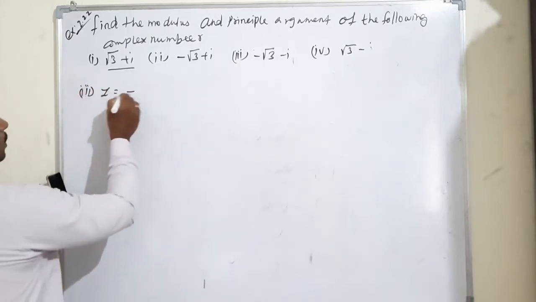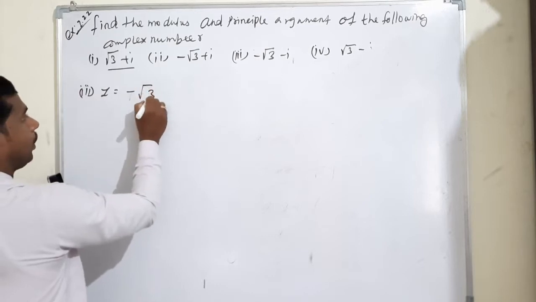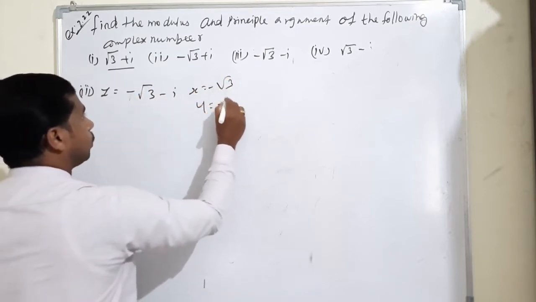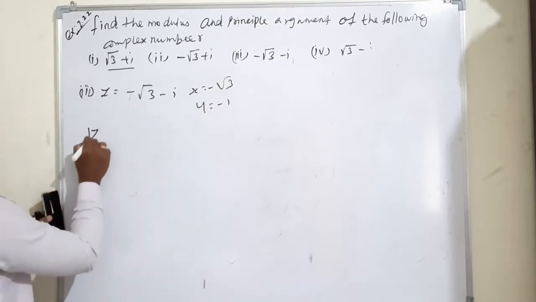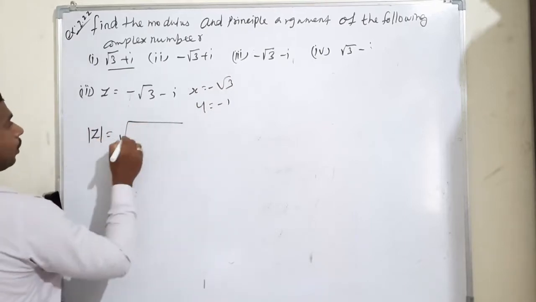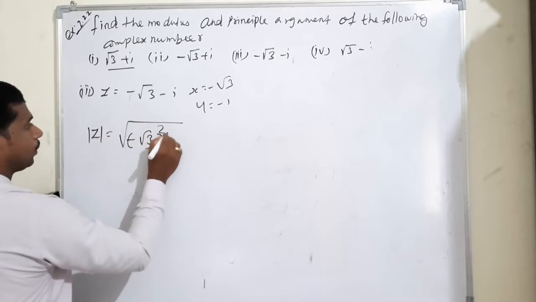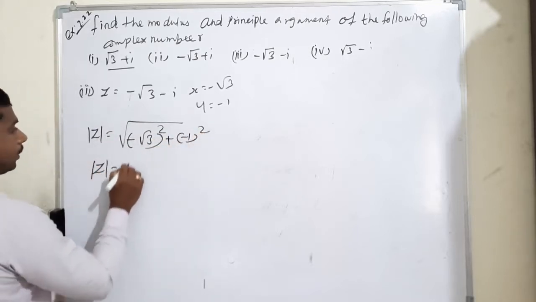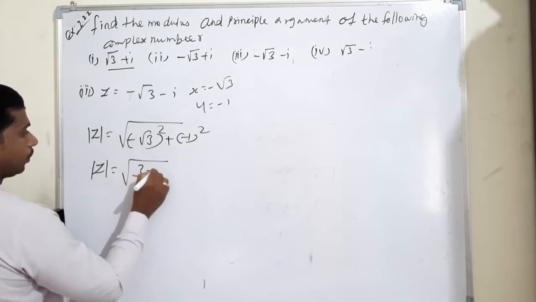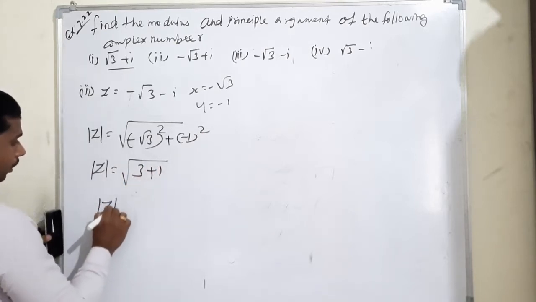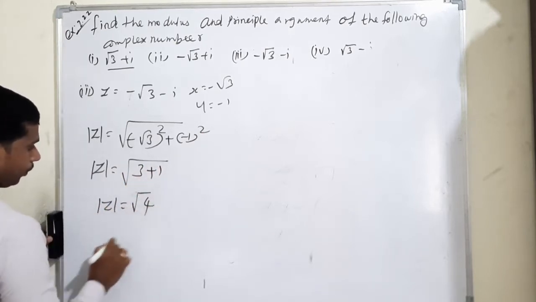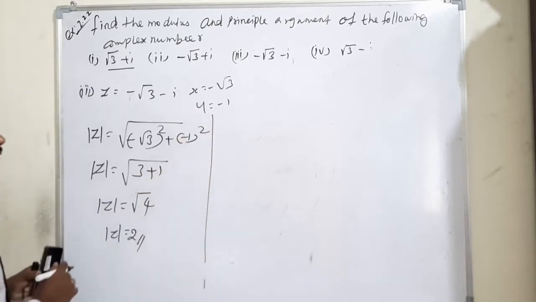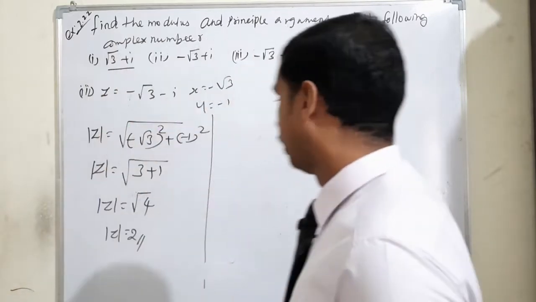Subdivision third means z consider minus root 3 and minus i. So x is minus root 3, y is minus 1, isn't it? So what will the modulus of z be? Square root of minus root 3 the whole square plus minus 1 the whole square. Again, modulus of z is equal to 3 plus 1, which is 4, so modulus of z is equal to 2.